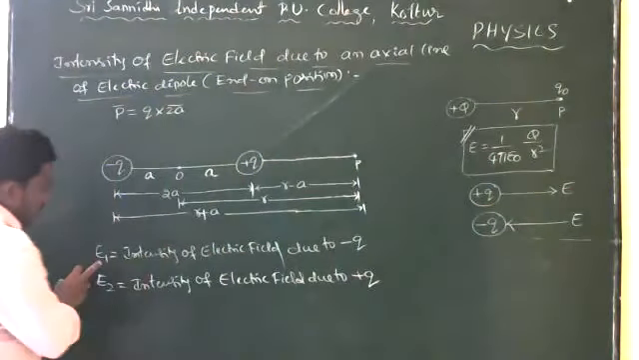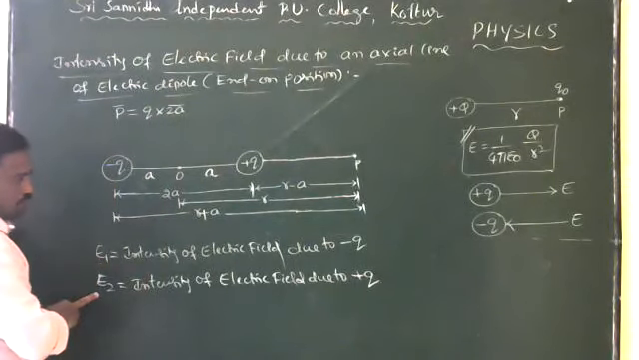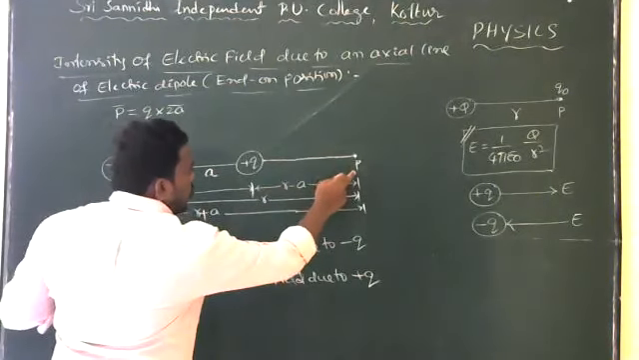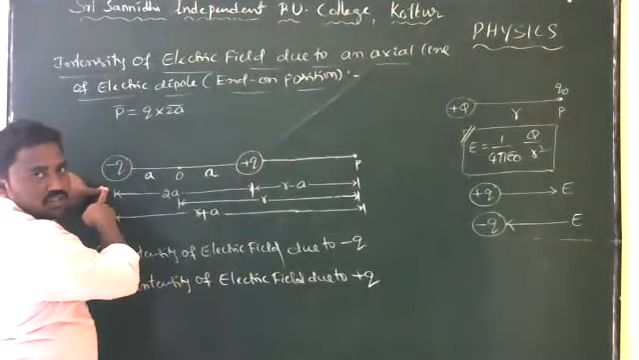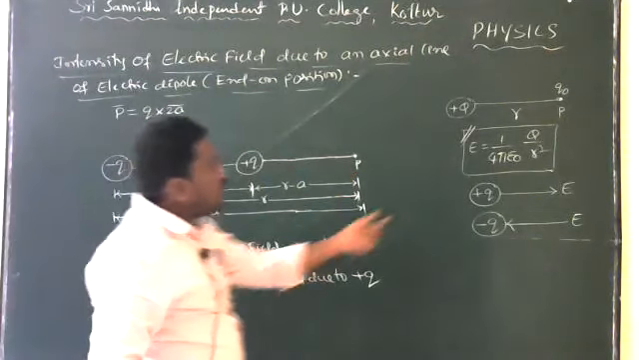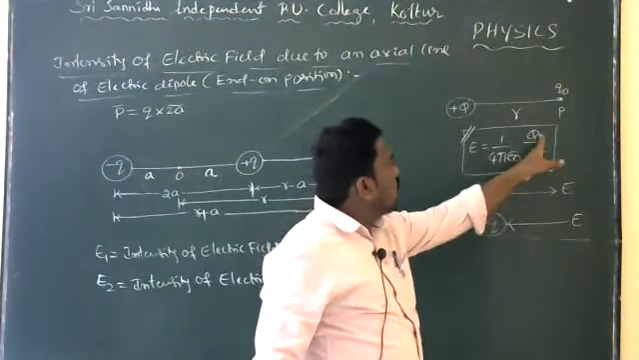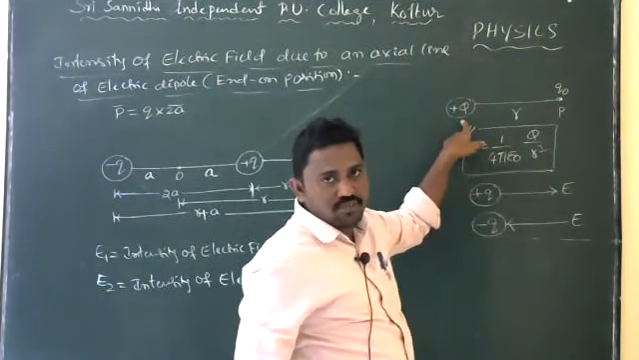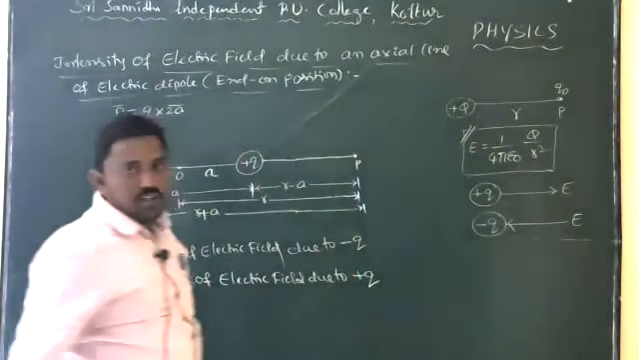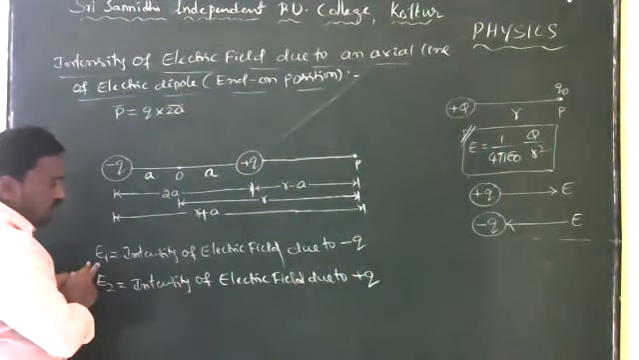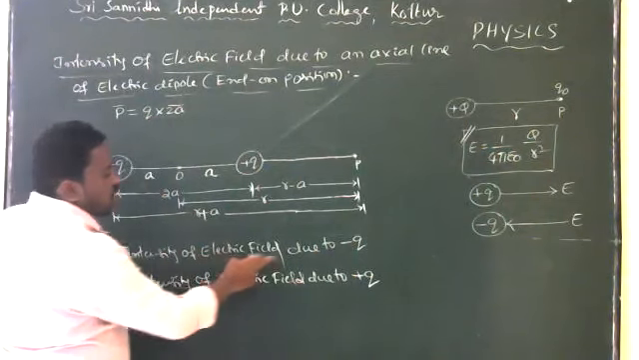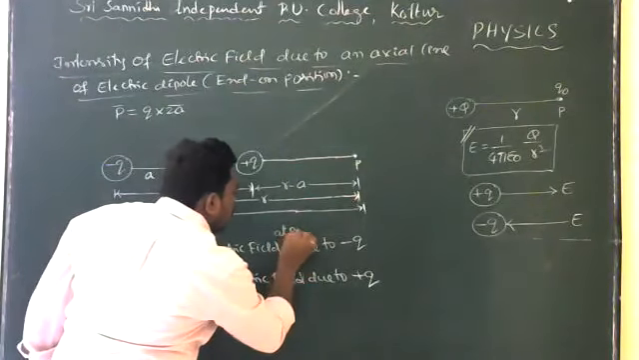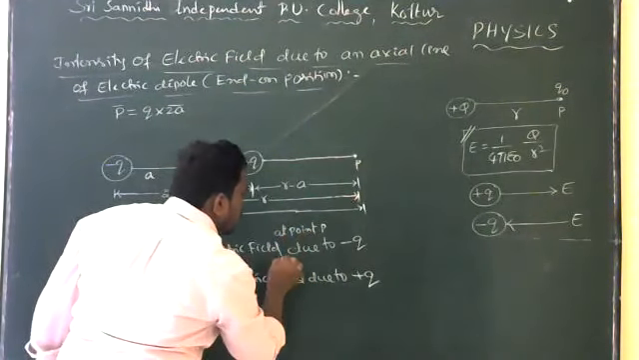So here, let us calculate the E1 value. Next the E2 value. First of all, we can calculate the E1 value, the intensity of the electric field at point P due to minus q charge. The formula is E is equal to 1 by 4 pi epsilon naught q by r square. r is the distance between point P and the charge. Keep this in mind. First calculate the E1 value, the intensity of the electric field at point P due to minus q.